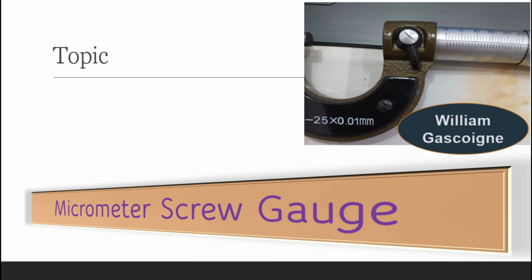Welcome to physics. Currently we are in a chapter on measurement, and the topic we want to study today is the micrometer screw gauge, which was invented by a famous astronomer and mathematician, William Gascoigne.